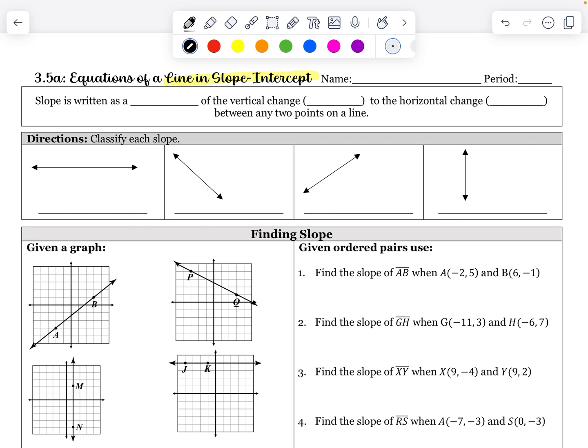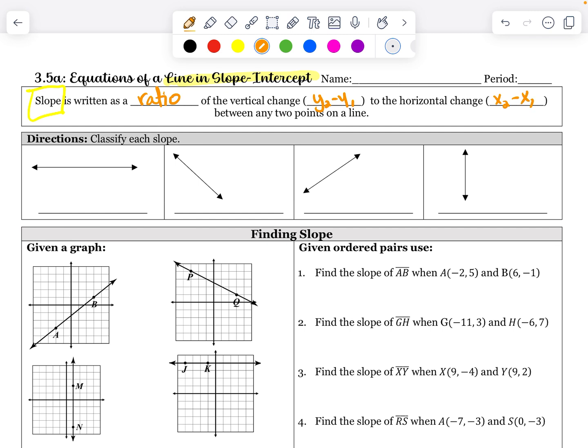Slope. First, let's talk about what our slope is. Slope is like you're going up a mountain, right? The mountain slope. How far up are you going? How far down are you going? It is written as a fraction, a ratio of the vertical change. So vertical change would be y2 minus y1 over the horizontal change, x2 minus x1.